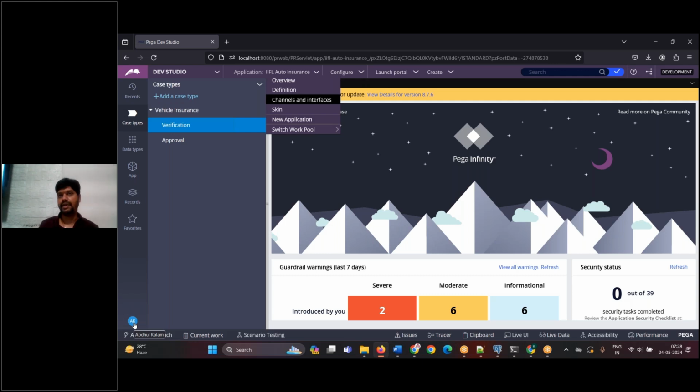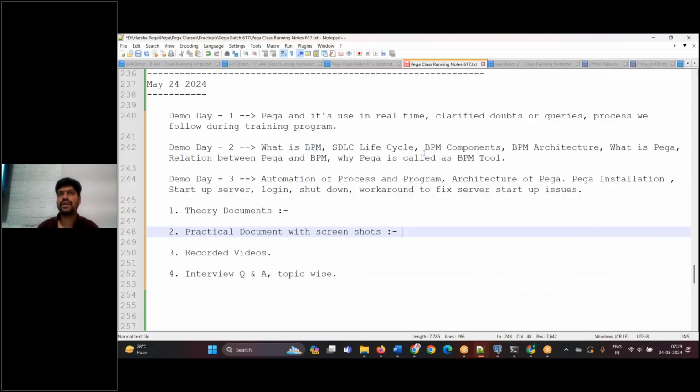Revise it on Saturday or whenever you want, that's up to you. Your mind should start thinking about Pega when you are learning Pega. That's your goal. Yes or no? That's the main motive. Your main motive now is learning Pega. That's why you are attending.